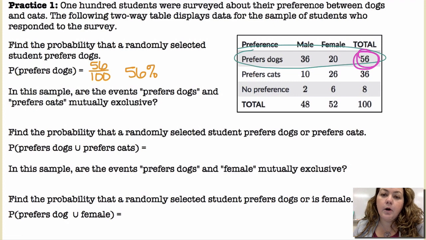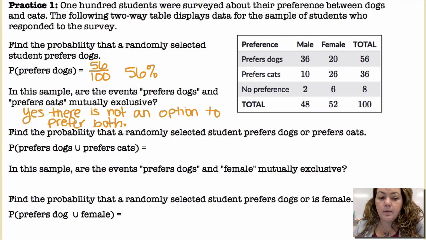In this sample, are the events prefers dogs and prefers cats mutually exclusive? Okay, well, I don't see an option where you can prefer both. I see prefers dogs, prefers cats, no preference, not both. So if they prefer one, they have to prefer one over the other. So this would be yes, they are mutually exclusive because there's not an option to prefer both. You can't prefer a dog and also prefer a cat.